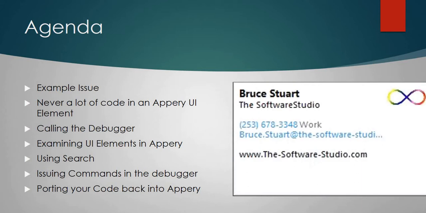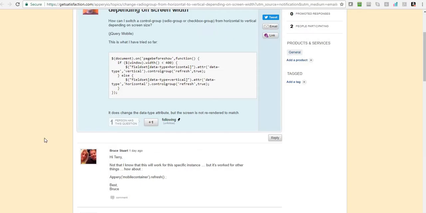Let's look at an example issue. So here's a real life problem on getSatisfaction. We're looking to take a radio control group, a checkbox, and change its orientation from being vertical to horizontal based on the screen width. So we're curious as to what set of commands are actually going to get that to work. So with that, I've developed a sample page that should help us get to the bottom of this issue.